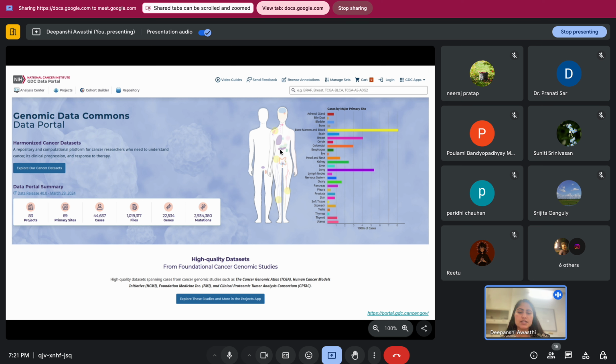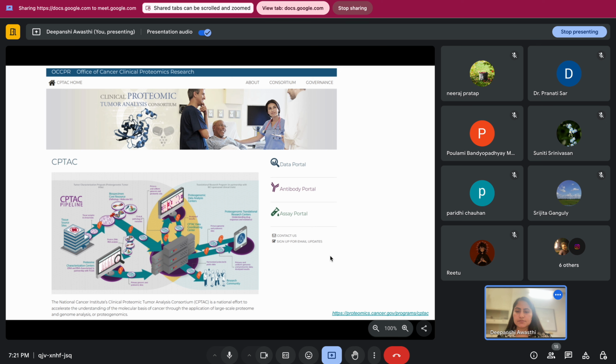It is a repository, and it also tells you about the different tissues or primary sites where the cancer genes are mostly observed, mostly expressed. These are the cases, the tissues, the cancers which are mostly observed. Each and every piece of information is present in these portals. If somebody wants to study, they can simply go to these portals, download the data, and do their study. This is the advantage of the GDC portal.